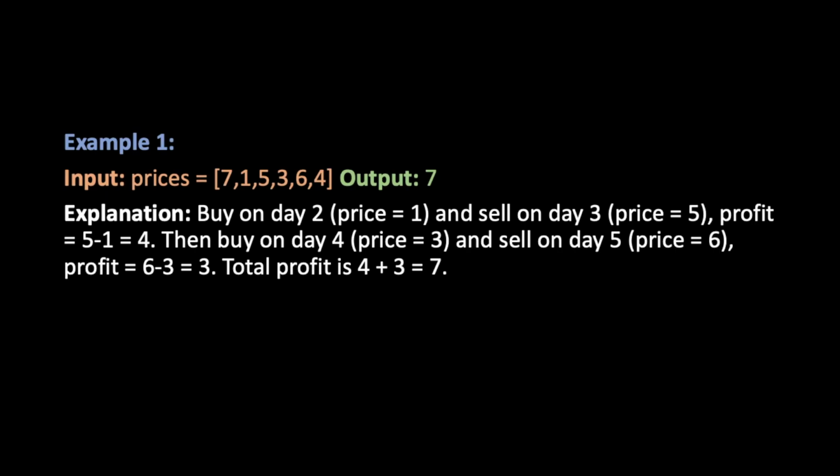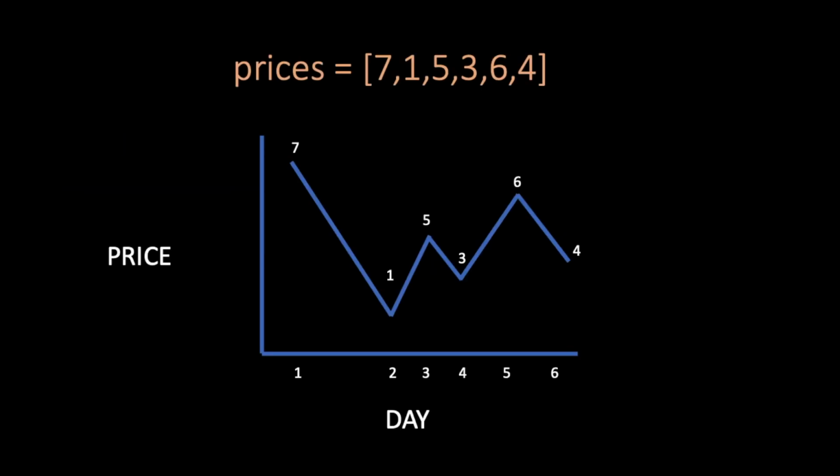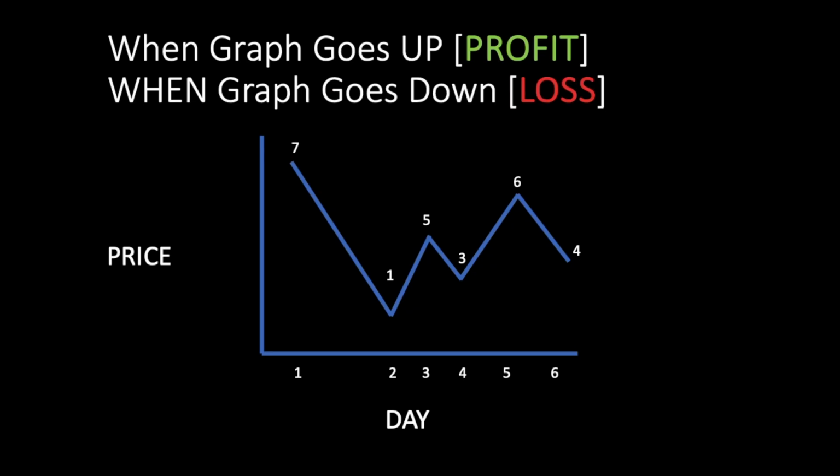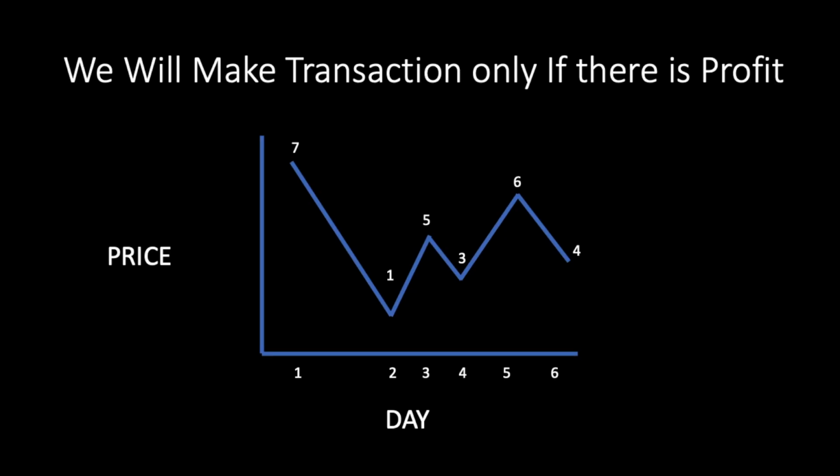But let's look at it in a graphical way. I have made a graph of the prices on different days. As you can see, on day 1 the price of the stock is 7, on day 2 the price of the stock is 1, and so on. The simple thing to consider is that when the graph goes up, we are making a profit. When the graph goes down, we are making a loss. Let's look one by one. We'll only make a transaction if there is a profit.